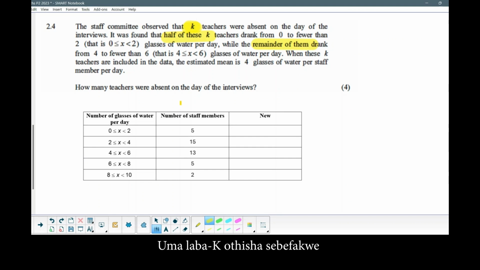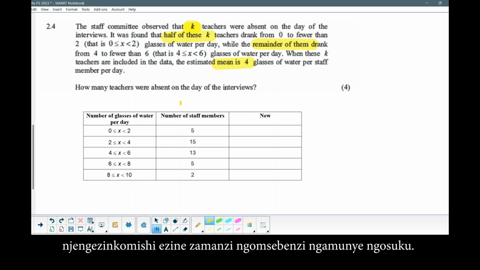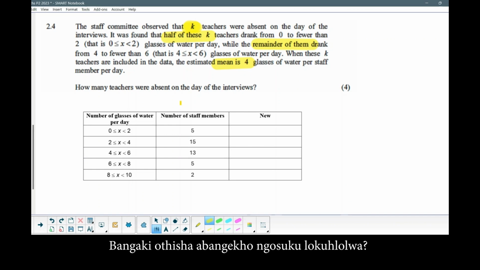When these K teachers are included in the data, the estimated mean is 4 glasses of water per staff member per day. How many teachers were absent on the day of the interviews?